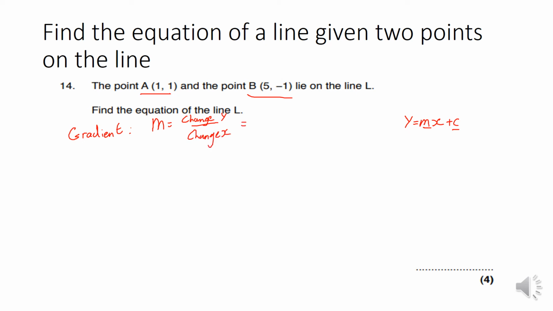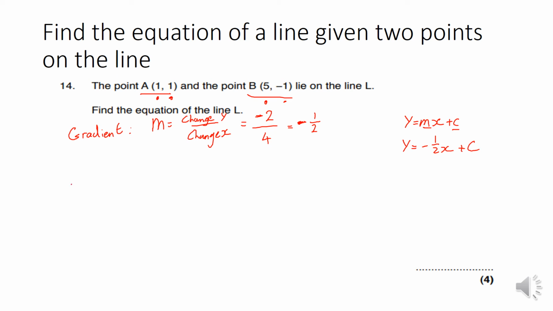So let's work out the change in y. Going from this one to this one, so going from 1 to minus 1, that means the change in y is minus 2. Changing x, it's gone from 1 to 5, so that means it has increased by 4. So that means the overall gradient is minus 1/2. So just simplifying that fraction, we've got minus 1/2. So that means we have y equals minus 1/2 x plus c.